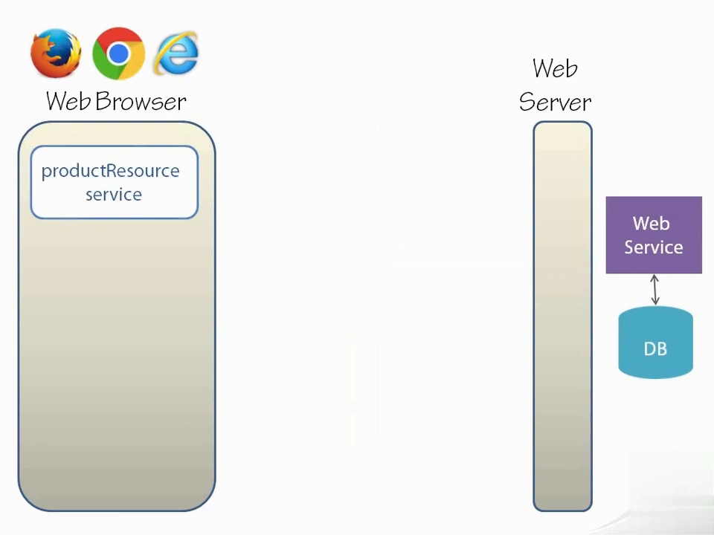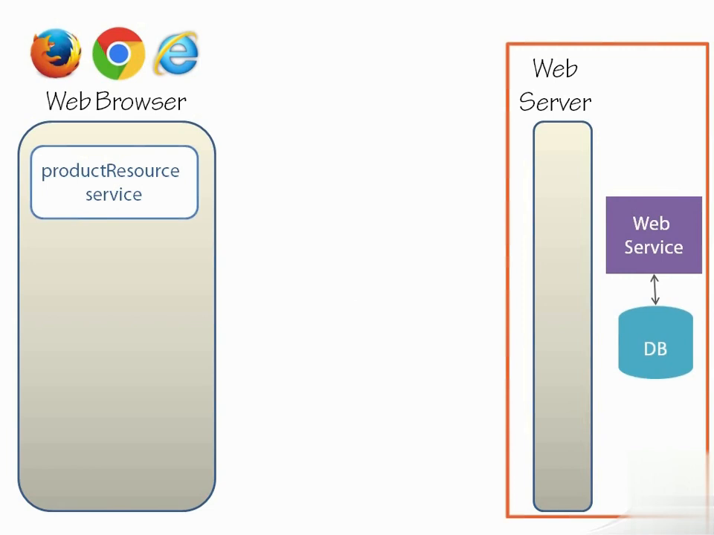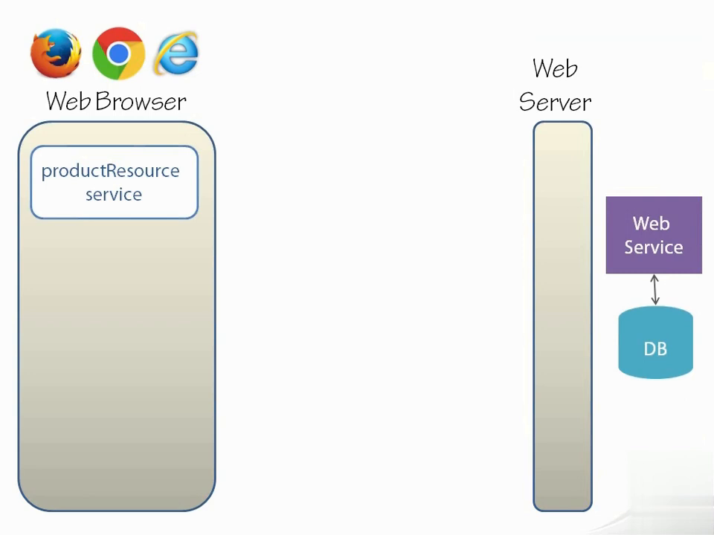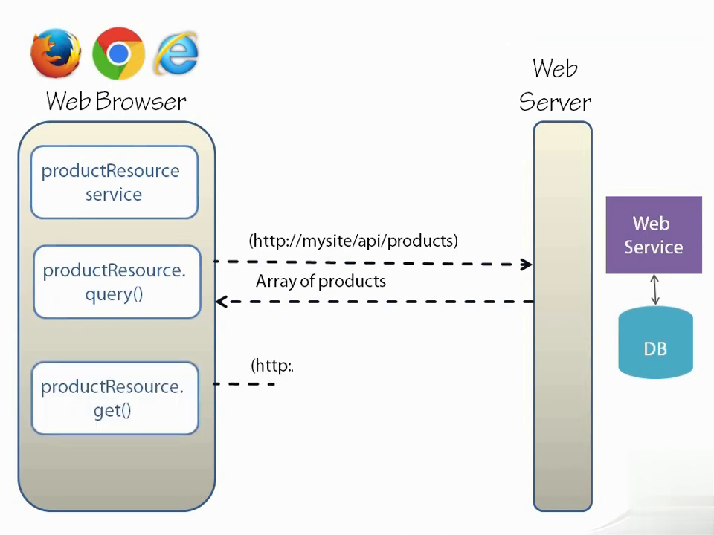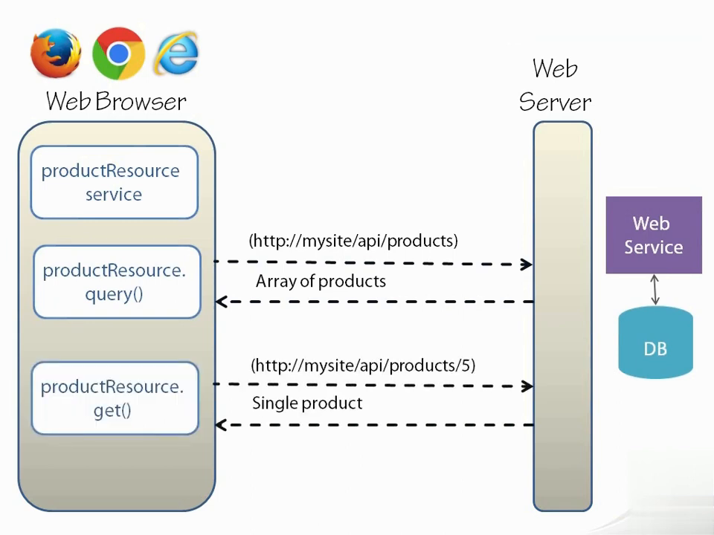Remember the product resource service that we built earlier in this course? We'll use that again to retrieve the data for the detail view. The product resource service calls a web service on a remote web server and retrieves the product data. Previously, we used the query method of the product resource in the product list controller because we wanted an array of products returned for display in the list. The product resource service also provides a get method for returning a single product.